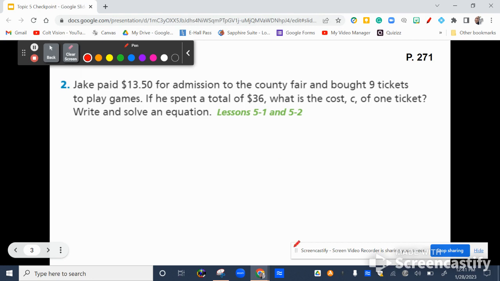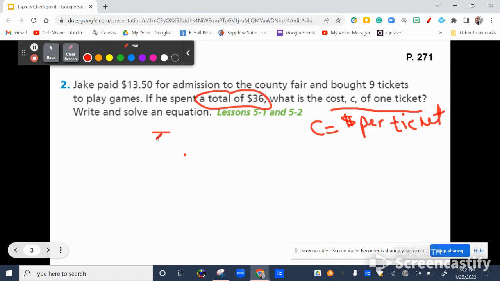So the first thing we want to look at is, what is our variable? Now that we know what our variable is, we're going to see, is there some sort of total? So the total here is $36. So we know that all the things that Jake is paying for should equal a total of $36. Well, what is he paying for?